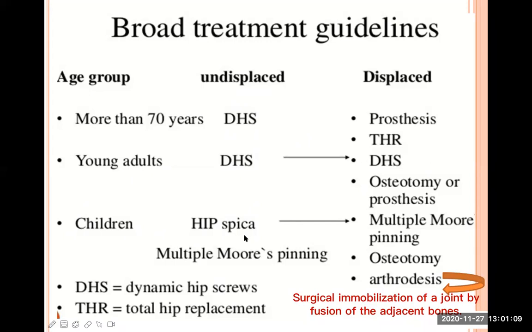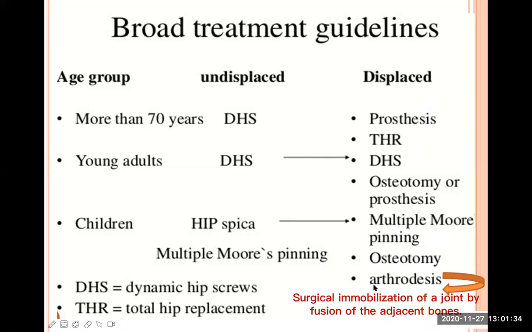In children, you go for hip spica if there is an undisplaced fracture. We already explained this. Or you can go for multiple Moore pinning. This is subcutaneous Moore pinning. And for displaced fractures, multiple Moore pinning, osteotomy, and even arthrodesis. Arthrodesis is surgical immobilization of a joint by fusion of the adjacent bone.